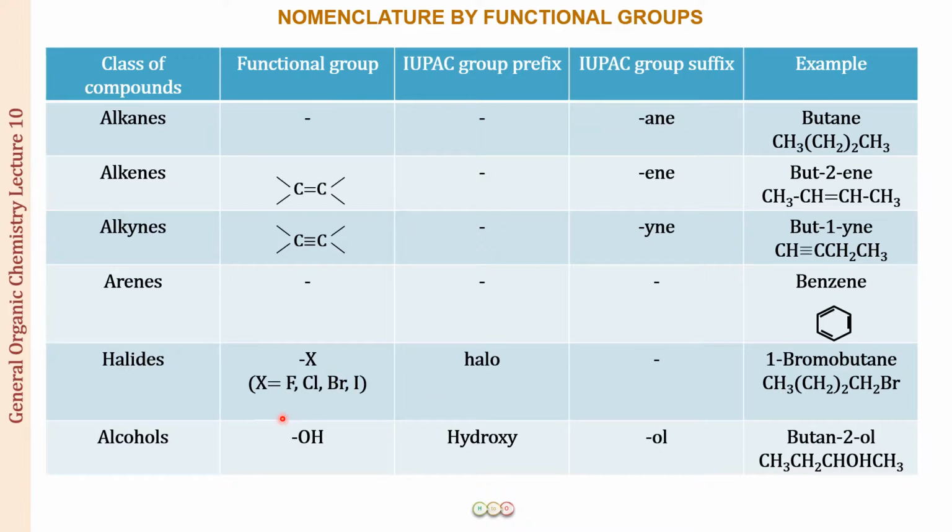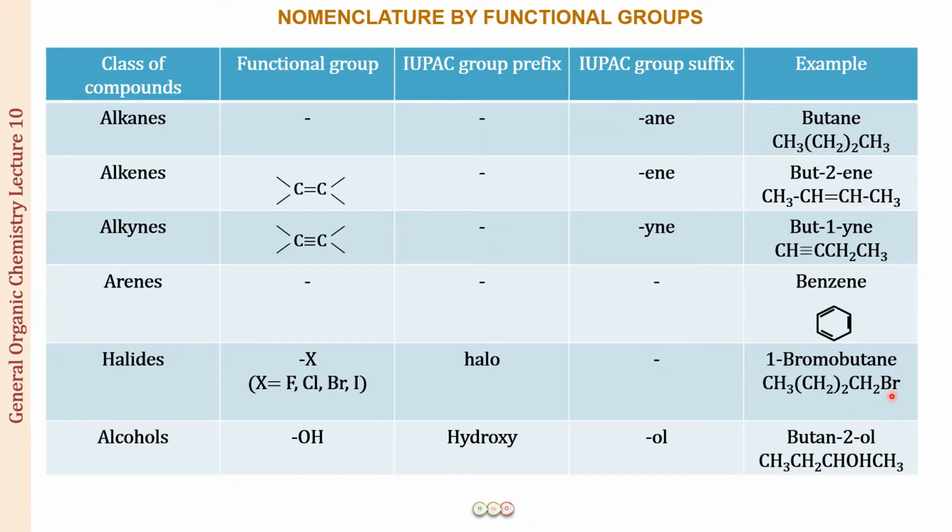When a fluorine atom is present, we call that fluoro. If it is chlorine, it is chloro. Bromine is bromo, and iodine is iodo. For example, if you see over here, this is a 4-carbon molecule. So the word root is but. All carbon-carbon single bonds, so this becomes butane.